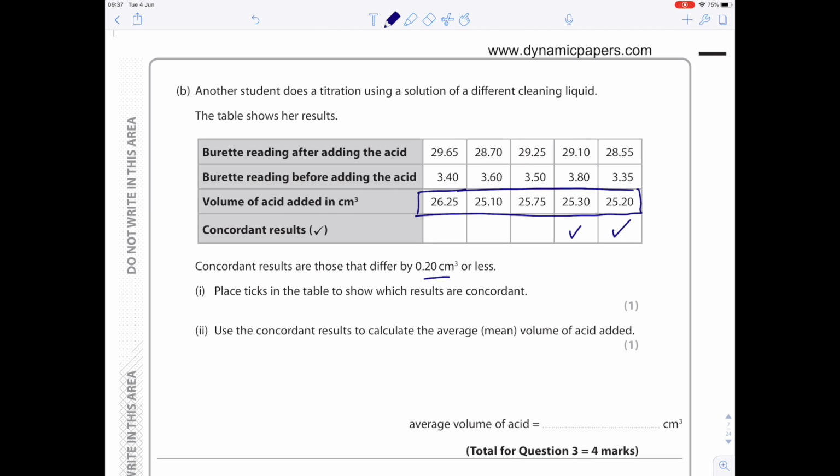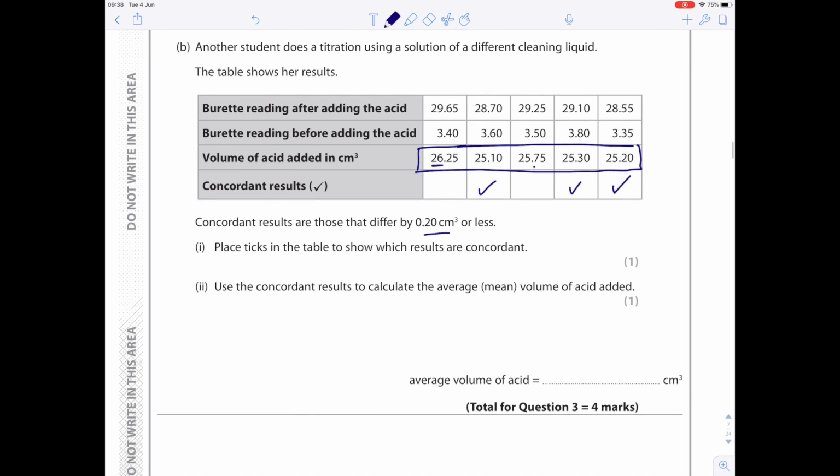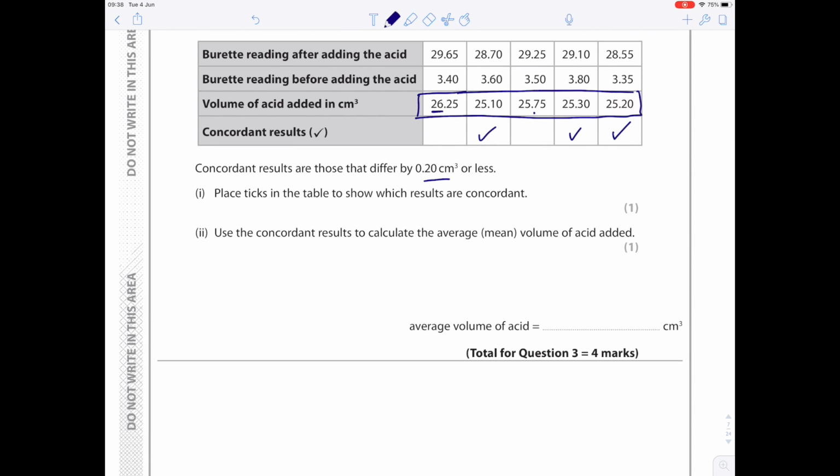These ones are only 0.1 away from each other. This one is far too high. This one is correct, and this one, look, that number's really high as well. So it's these three only. Use the concordant results to calculate the average mean volume of acid added. So we do 25.10 plus 25.30 plus 25.20, and then to find the average you add them up and divide by 3 to get 25.2.